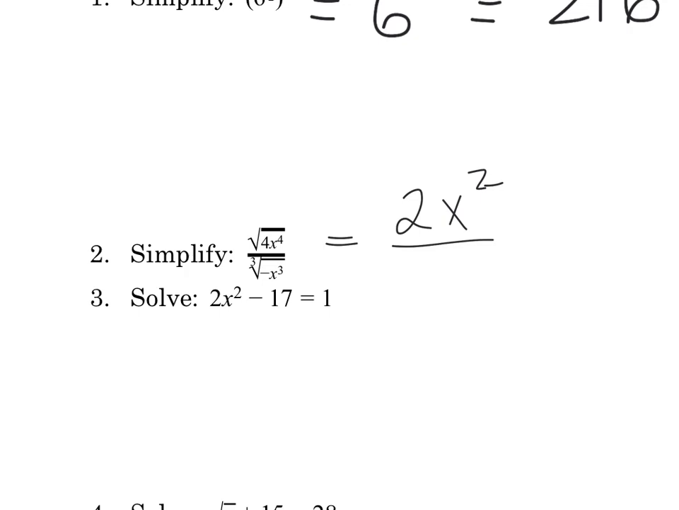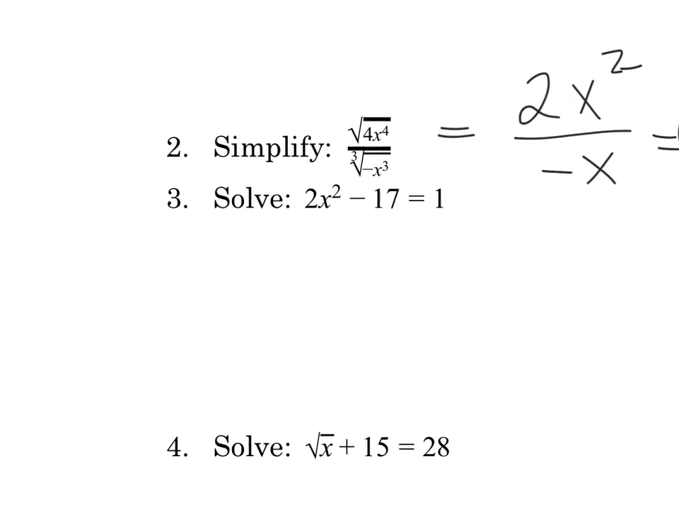In the denominator, I know that a cube root asks me what number times itself 3 times equals the number inside the radical. Well, negative x times itself 3 times is negative x cubed, so that is the simplified form. So for my final answer here, I just want to simplify my fraction. It will be negative 2x.